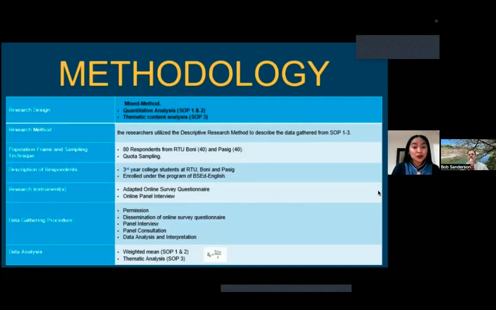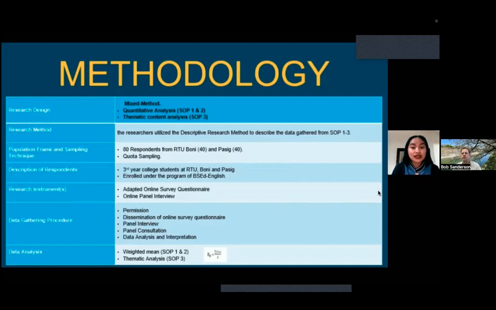Thank you so much for that, Ms. Kiva. To use the appropriate approach to administer the study and provide accurate results, we, the researchers, utilized a descriptive approach through mixed method, wherein quantitative analysis was used to statistically analyze the data gathered from SOP 1 and 2 by computing the weighted mean, and qualitative for thematically analyzing the data gathered from SOP 3. In our study, we use quota sampling. We targeted a total population of 80 respondents from both Rizal Technological University, Boni, and Pasig campuses, who are currently third-year college students enrolled under Bachelor of Secondary Education major in English.